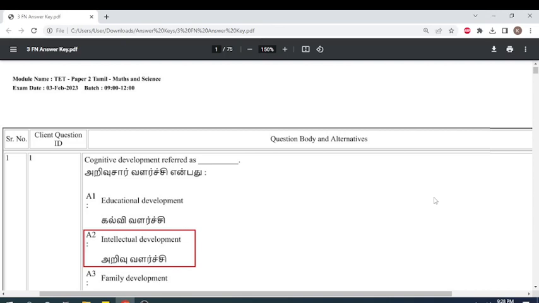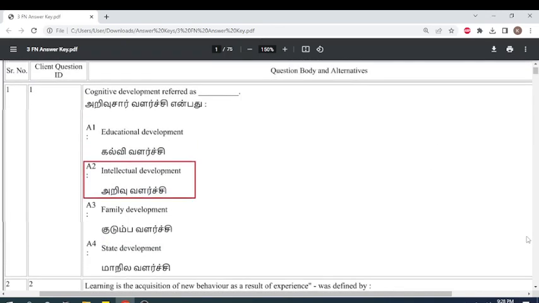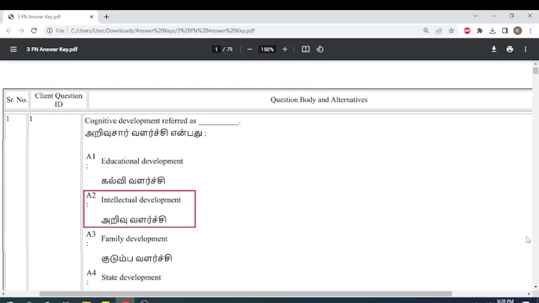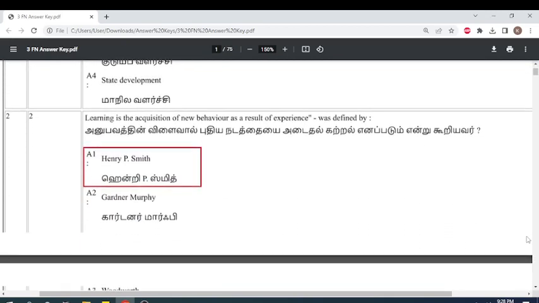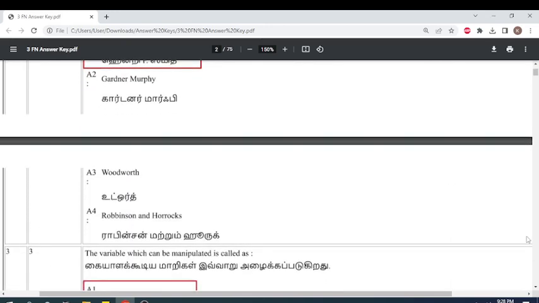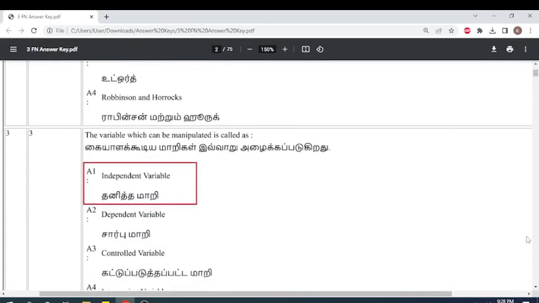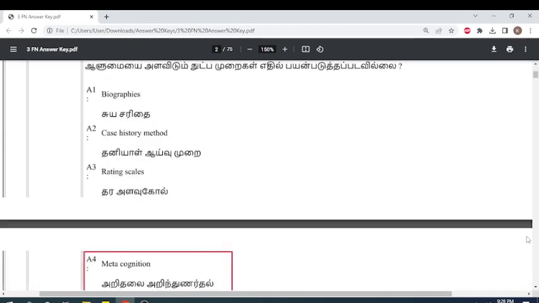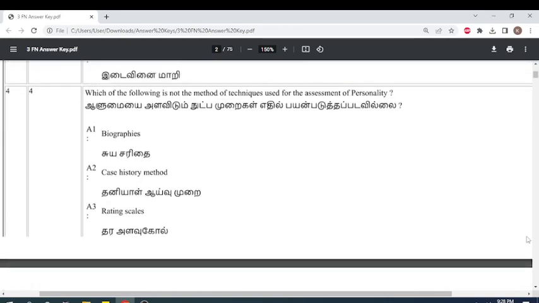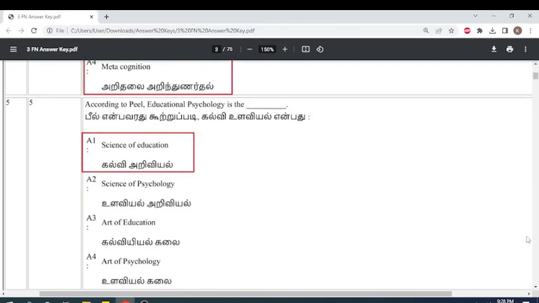Exam date 3/2/2023, morning batch. First question answer A2. Second question answer A1. Third question answer A1. Fourth question answer A4.